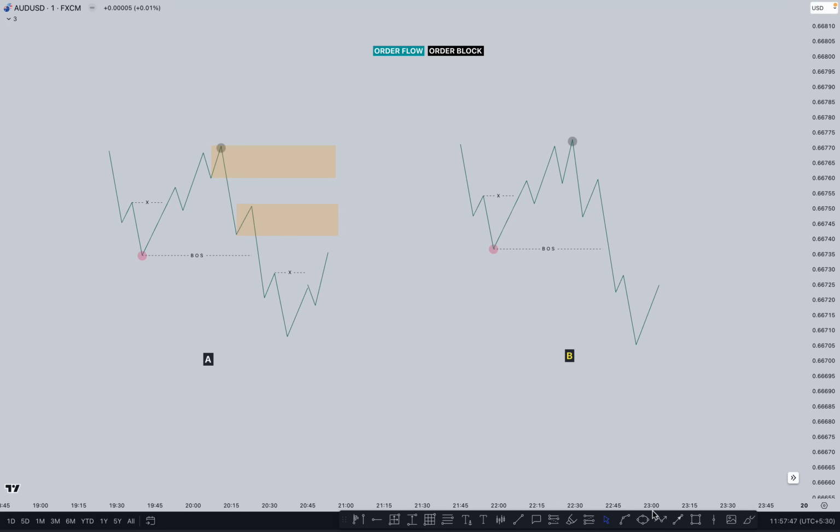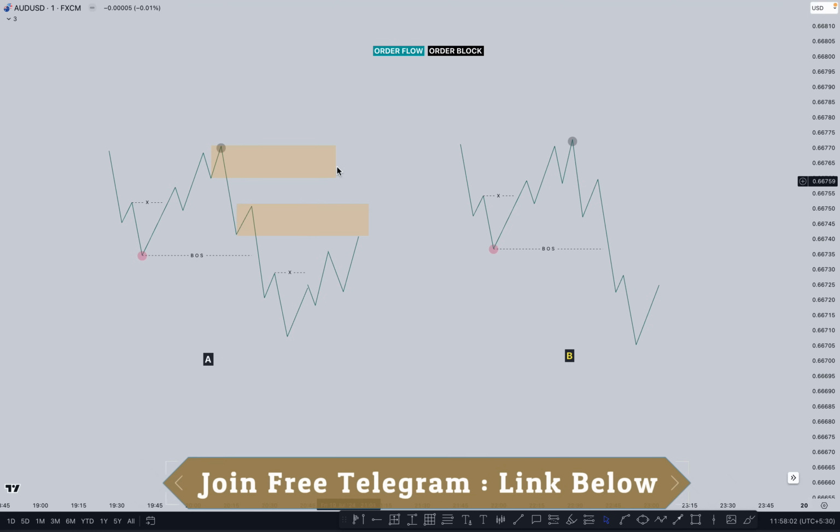What happens if the market doesn't create a move on the first attempt, creates a small pullback, and then goes up? So should we sell here or not? No, you don't need to sell here, even though this is an order flow right here. Why? Because this order flow is not high probability. You have to sell on the next order flow, this one.